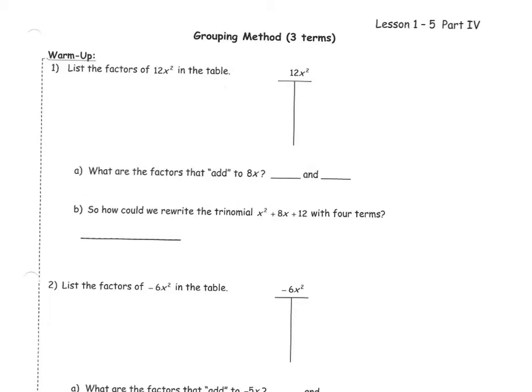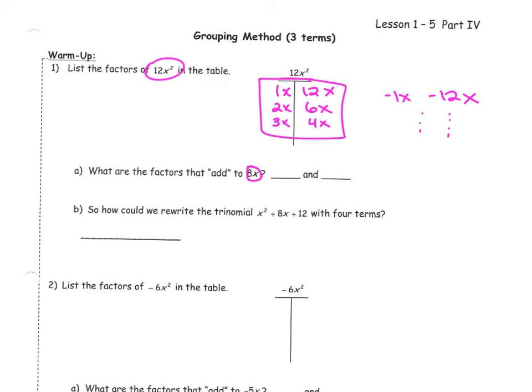If I have 12x squared, right? I want to think of all the factors that multiply to 12x squared. Well, we have 1x, 12x, we have 2x, 6x, 3x, 4x, and then, of course, all of their negative numbers, right? Negative 1x, negative 12x, etc. I'm not going to write them all out. Okay, well, I want to know the factors that are going to add to 8x. So from this set, which of these is going to multiply to that 12x squared but adds to 8x? The only possibility would be 2x and 6x.